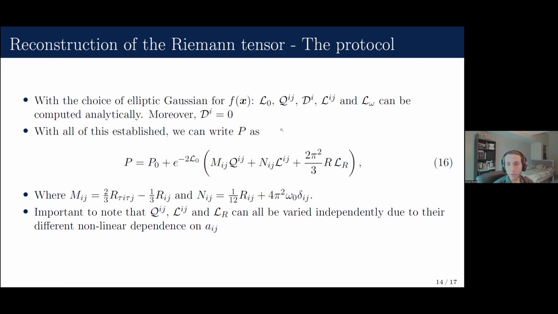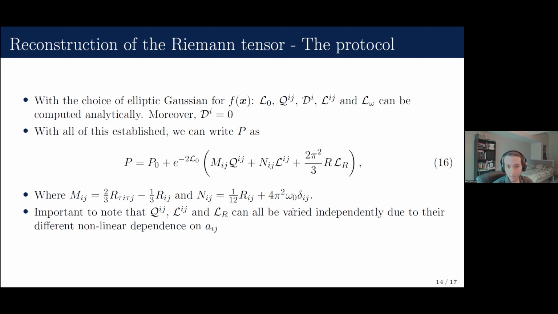And then we show in the paper that with this choice, we can compute all those terms analytically. The LR term has to be computed numerically, and moreover, the term that corresponds to acceleration is strictly 0. That allows us to simplify our corrections due to curvature like this, where Mij is the tensor that we've seen before, and Nij is this other tensor.